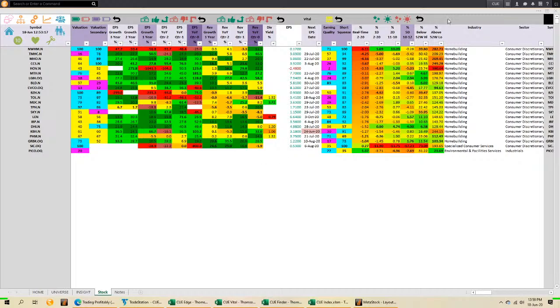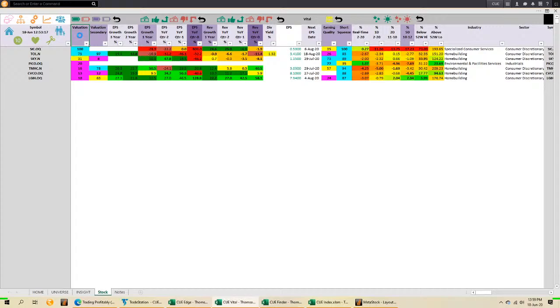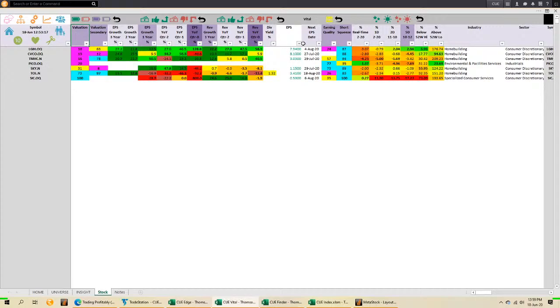Instead, let me click the single red color star button, and I came up with these stocks. If I sort by valuation, you can double click on any column header in Q Edge, Q Vital, Q Index, any of these Metastock Zenith based programs, and you can sort by double clicking on the column header. The stock that came to the top is LGIH.